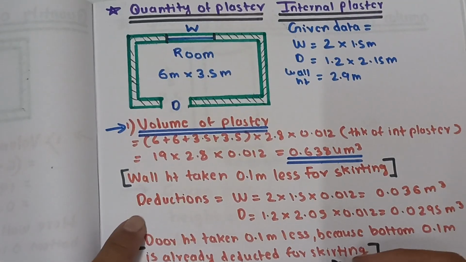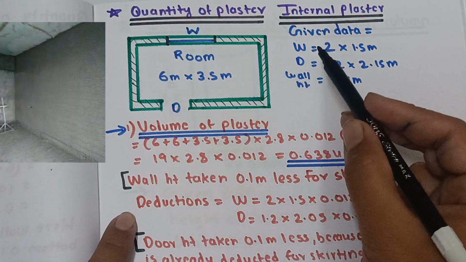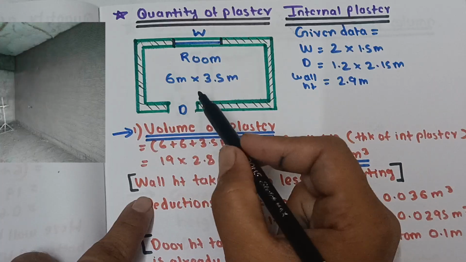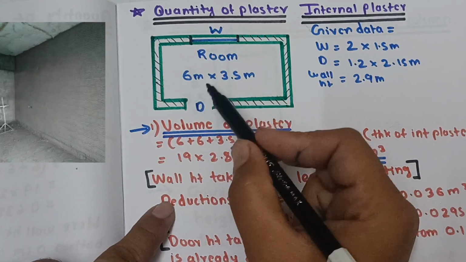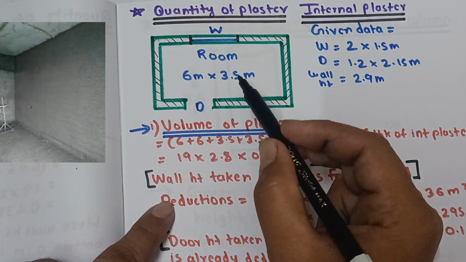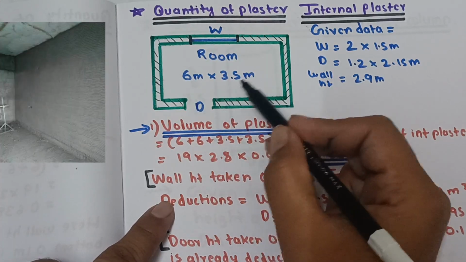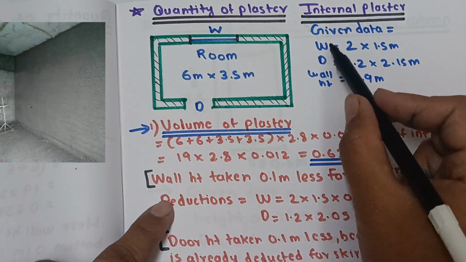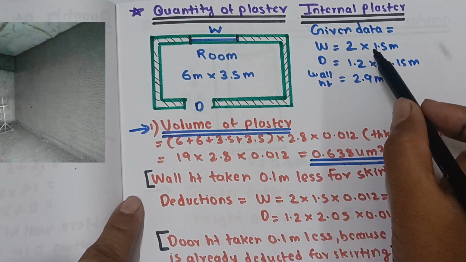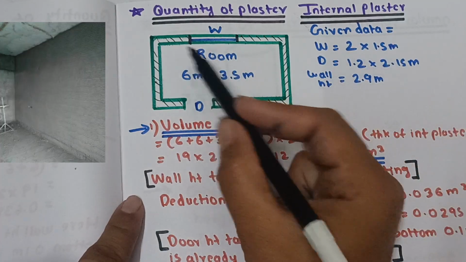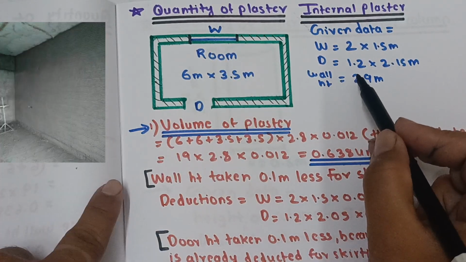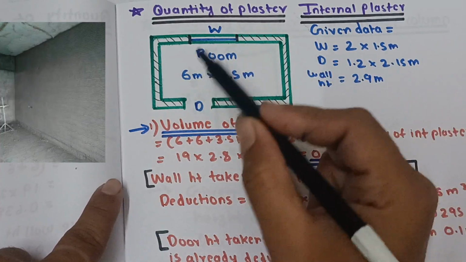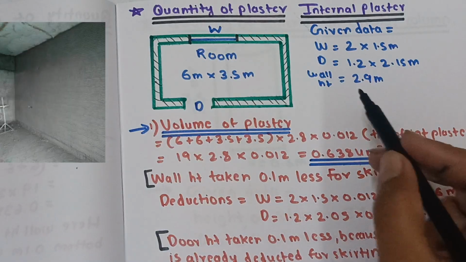Today we will see how to calculate the quantity of internal plaster. For example, this is our diagram. We have taken a room of 6 meters by 3.5 meters. It shows one window and one door. The given data is: window size is 2 into 1.5 meters, door is 1.2 into 2.15 meters, and wall height is 2.9 meters.